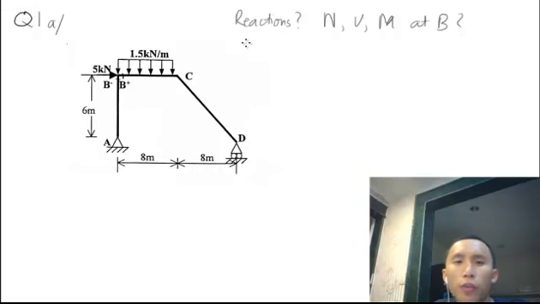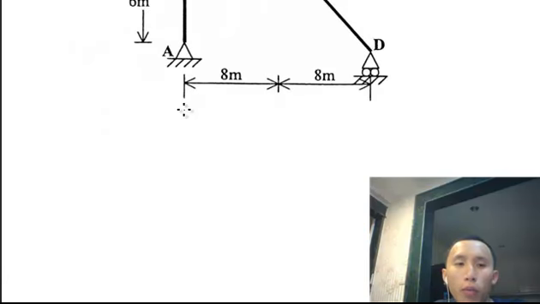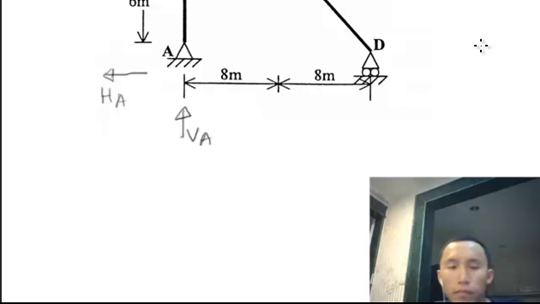So now first we have to find reactions. We can see this is a hinge support, so we're going to put a vertical reaction we call VA, and a horizontal reaction. This is going to the right, so I put this one going to the left, and I call this one HA. Now at the end is the roller support, so only one reaction vertically, so VD.